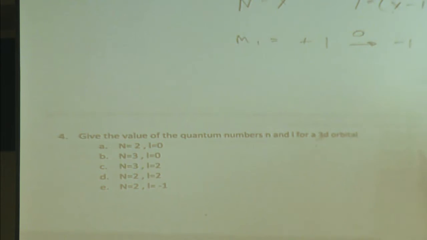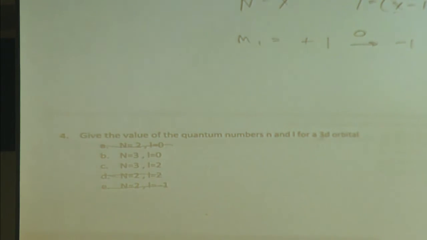Give the value of the quantum numbers N and L for a 3D orbital. So what is our N? That's pretty easy. 3. So get rid of this, get rid of this, get rid of this. And that's how you're going to want to approach this test. He said that sometimes you won't know the right answer, but you'll know the other 3 are wrong. So if you can cancel stuff out, make it easier for yourself. This is easier to pick from than 5 answers.